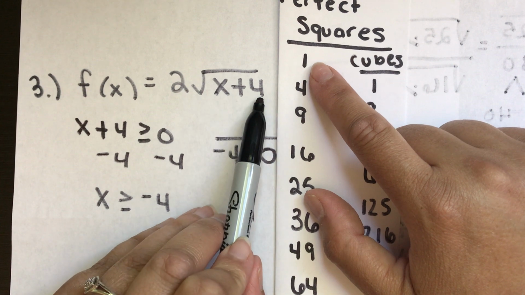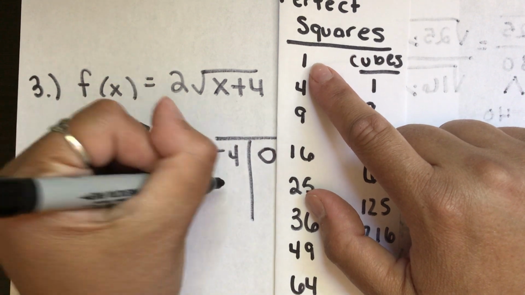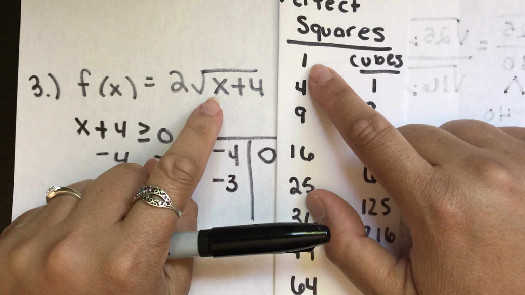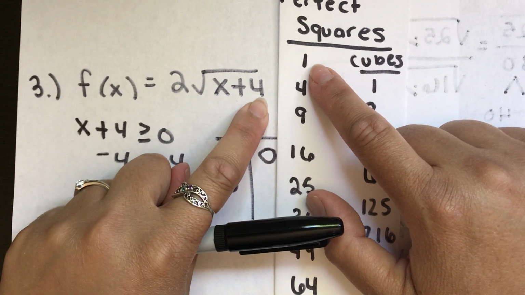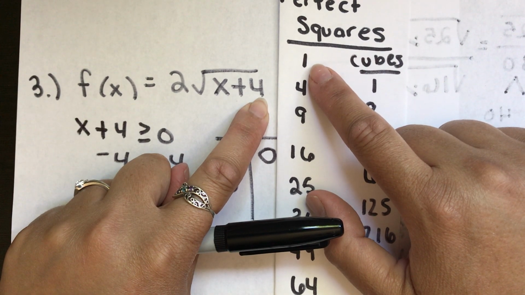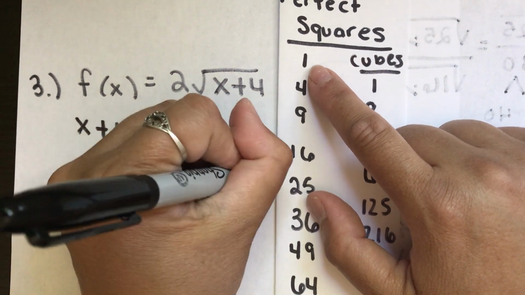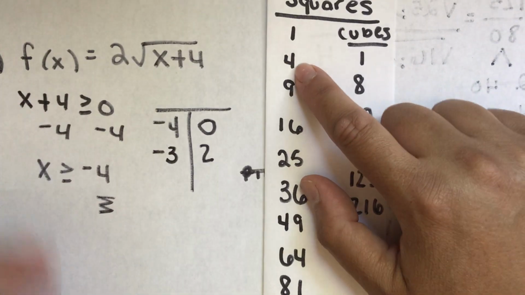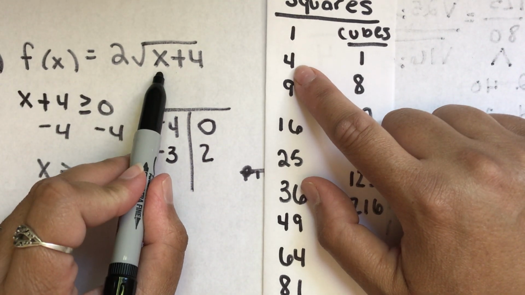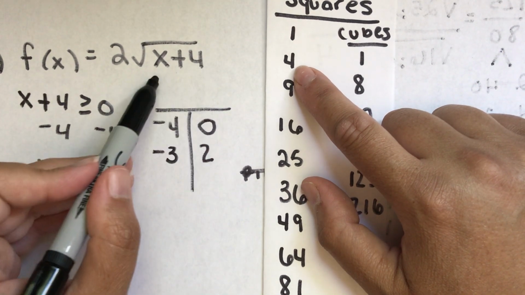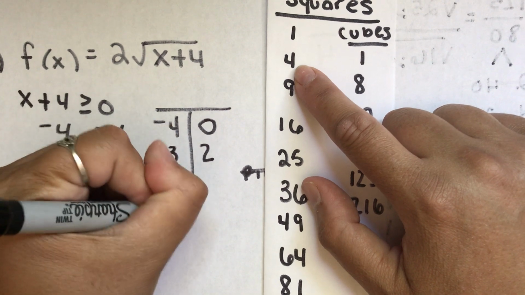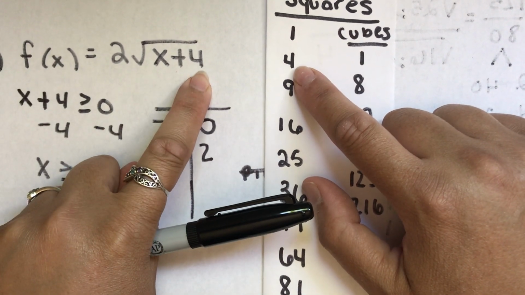What plus 4 would give me 1? Well, hopefully you know negative 3. Negative 3 plus 4 is 1. The square root of 1 is 1, and 1 times 2 is 2. Then what could I put under here that would give me 4? What plus 4 is 4? Well, 0. 0 plus 4 is 4.